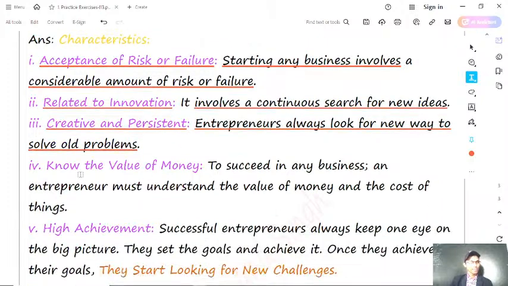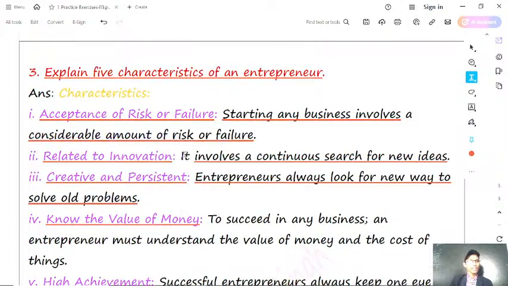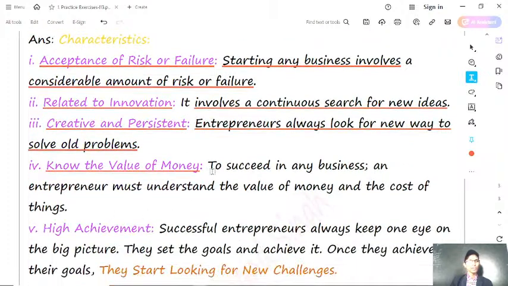The next is know the value of money. See what happens, an entrepreneur always knows the value of money. To succeed in any business, an entrepreneur must understand the value of money and the cost of things. If you are setting up any business, you must know the value of money and how to understand the cost of things. All these things come under the value of money.